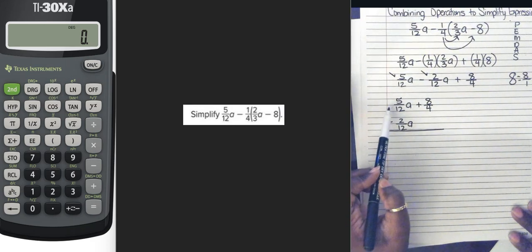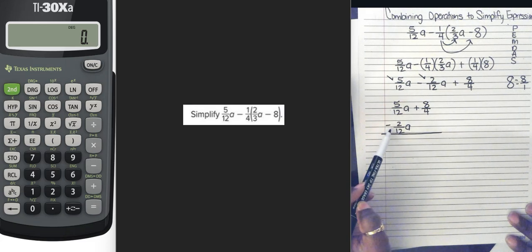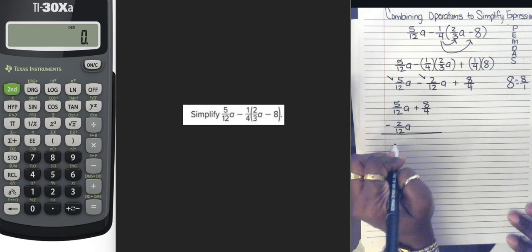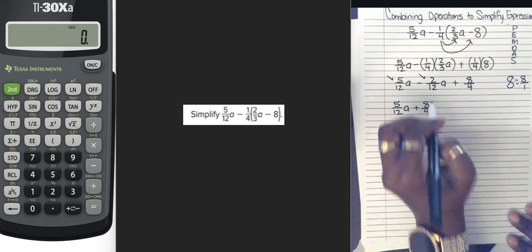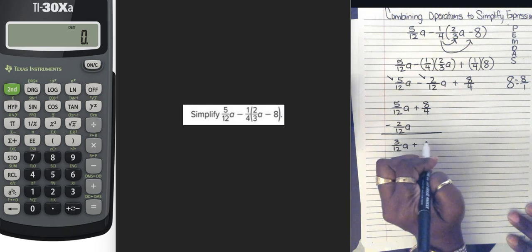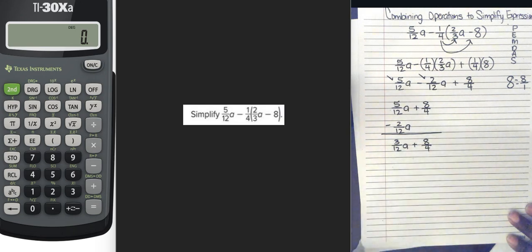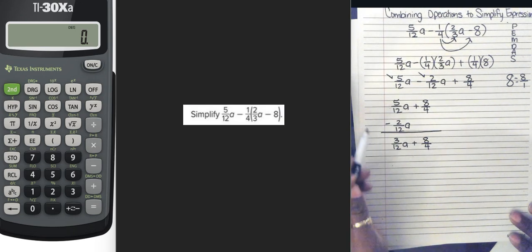Okay, so this is going in a positive direction. This is going in a negative direction. So remember, you need to use subtraction. So 5 minus 2 gives me 3/12 a. Okay, and then we're just going to bring down that 8/4. So that's 8/4. And now we just need to simplify.